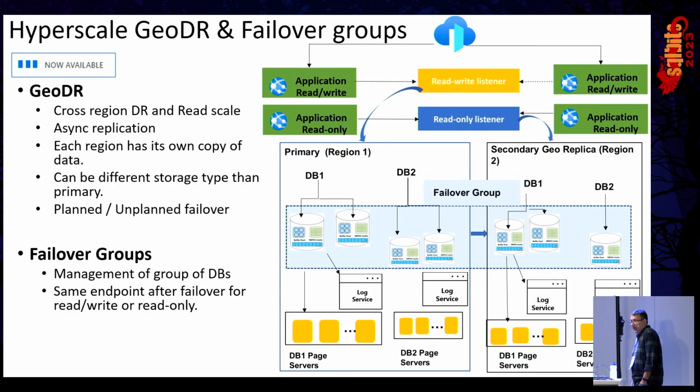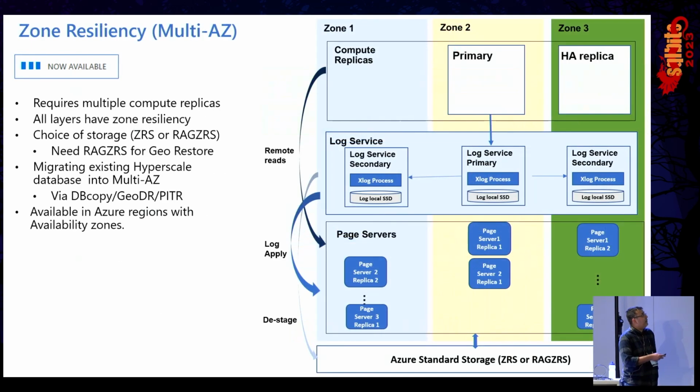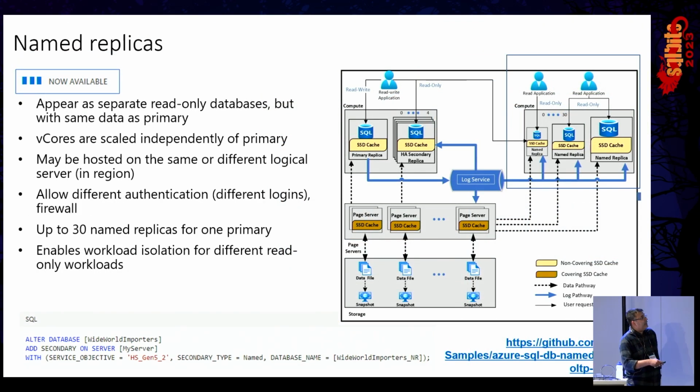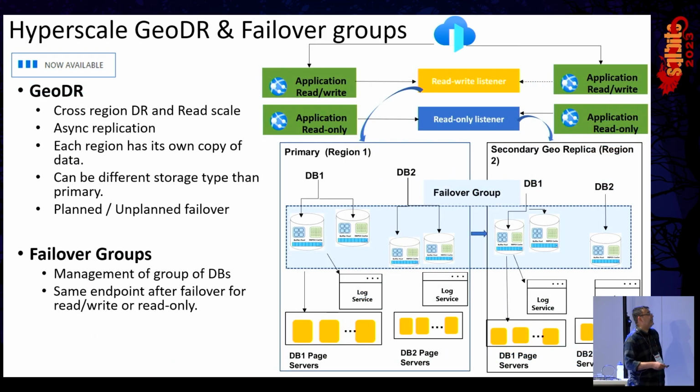Then we have GeoDR, which is used more for regional failover. So let's talk first about GeoDR and then failover groups. GeoDR is async replication, which is across region. Right? You can have read scale components, and everything that we talked about in the previous slide on named replicas, or that topology, is also available on GeoDR. So you can have all this section on the geo side as well. For simplicity, I'm not showing that in this diagram.